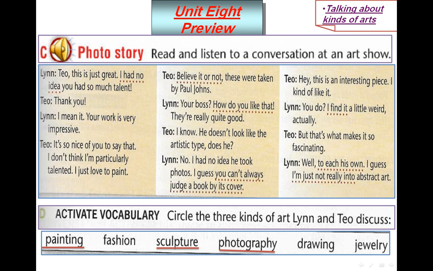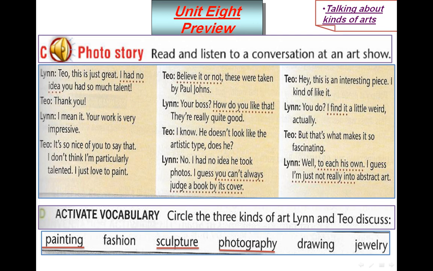But that's what makes it so fascinating. Well, to each his own. This is a very good expression, guys. To each his own means every person has a different opinion. كل واحد ورأيه. You like something, I say no, I don't like it. I like something, you say you don't like it. So to each his own means everyone has a different opinion.